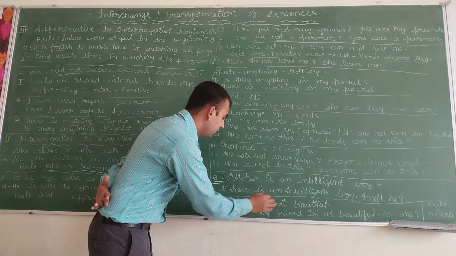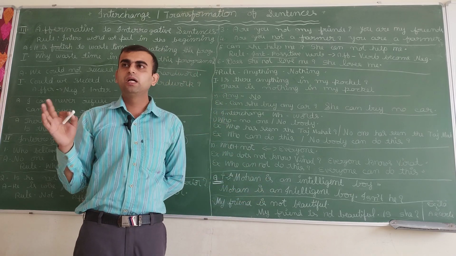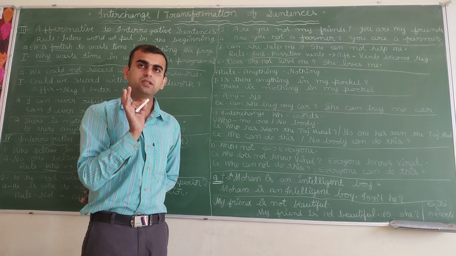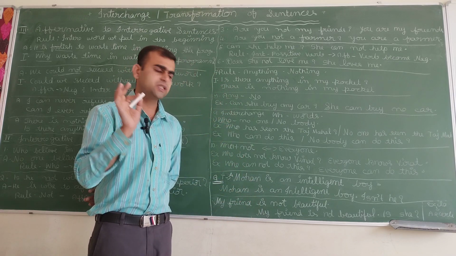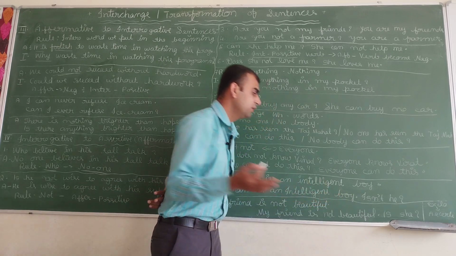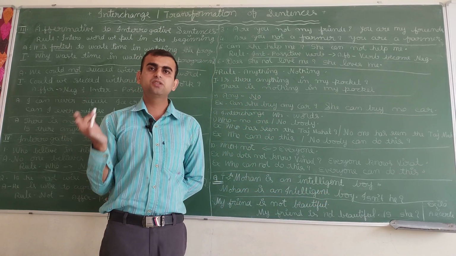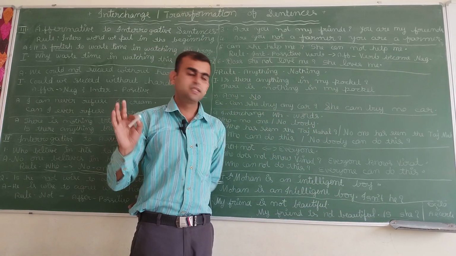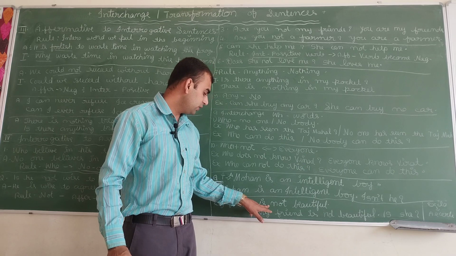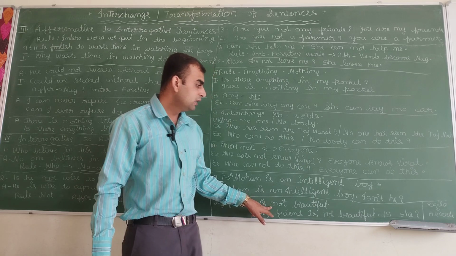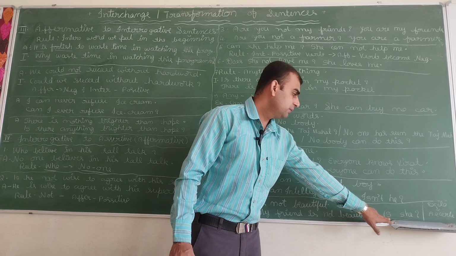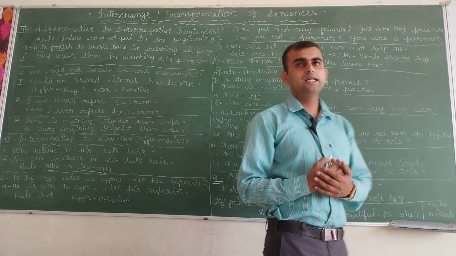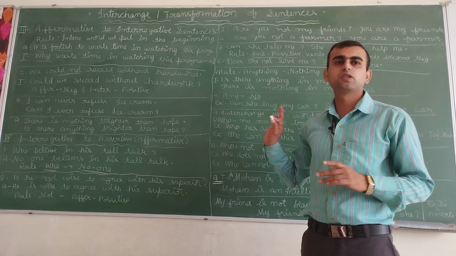Second one: My friend is not beautiful. When we change this statement into a question tag, it becomes: My friend is not beautiful, is she? Here we will not put a contraction. Because the first sentence is negative, we make changes in the question tag, which must always be positive. Is it clear, friends? Only this much of rules are there.